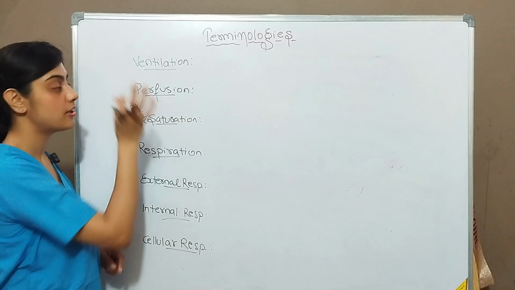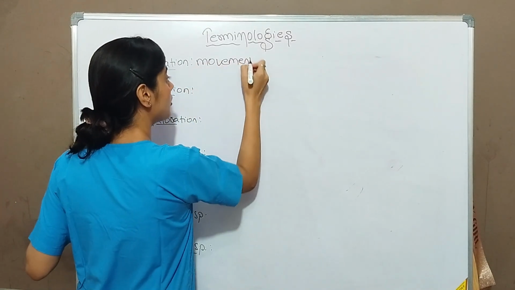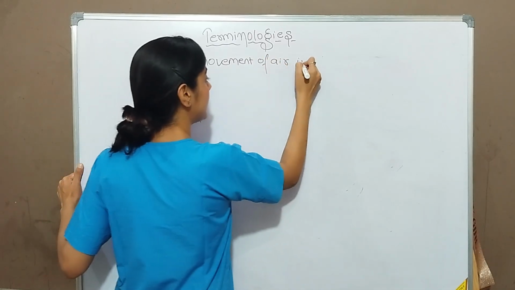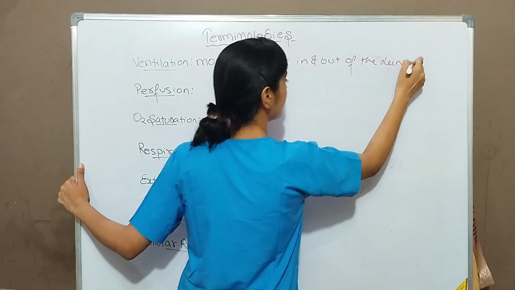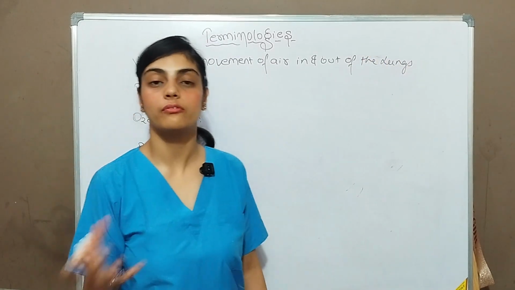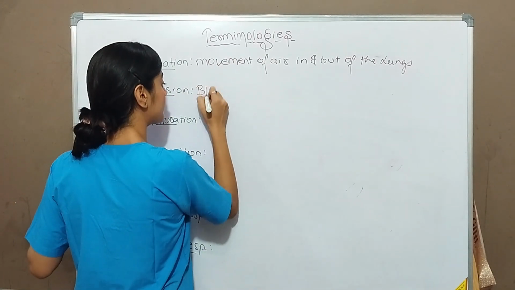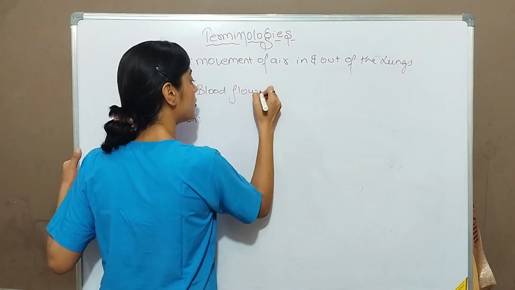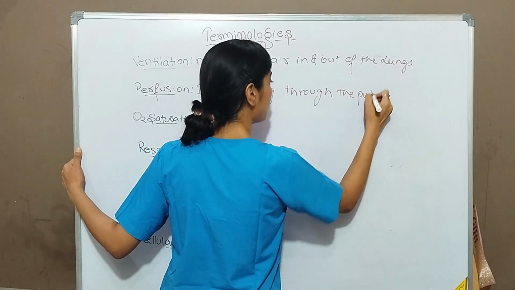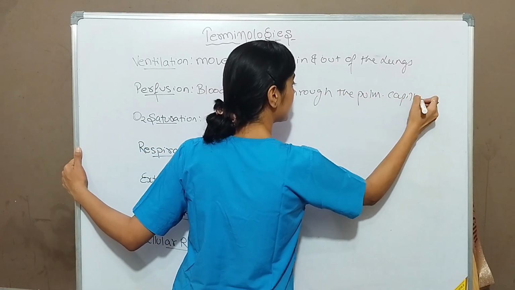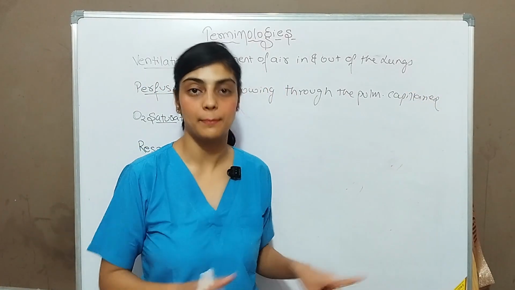First is ventilation. Ventilation is basically the movement of air in and out of the lungs. Next we have perfusion. Perfusion is blood flowing through the pulmonary capillaries.